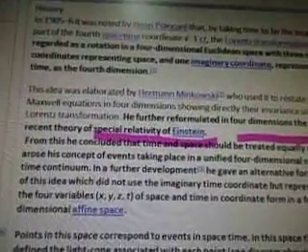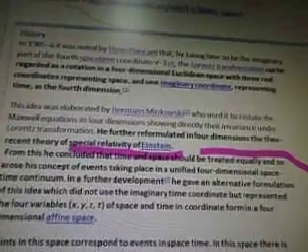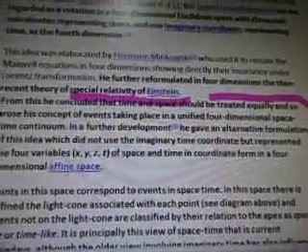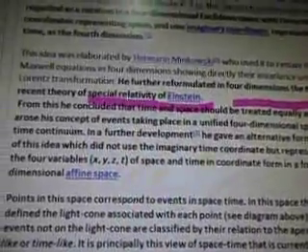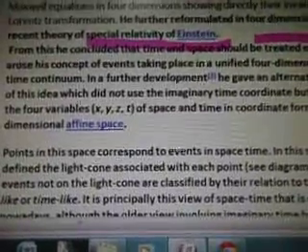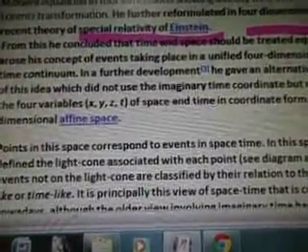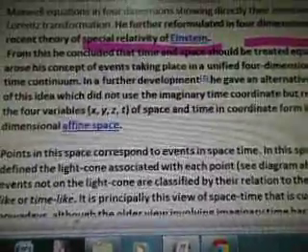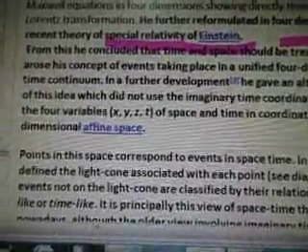This idea was elaborated by Hermann Minkowski. He used it to restate the Maxwell equations in 4 dimensions, showing directly their invariance under Lorentz transformation. He further reformulated in 4 dimensions the then recent theory of special relativity of Einstein. From this, he concluded that time and space should be treated equally, and so arose his concept of events taking place in a unified 4-dimensional space-time continuum.